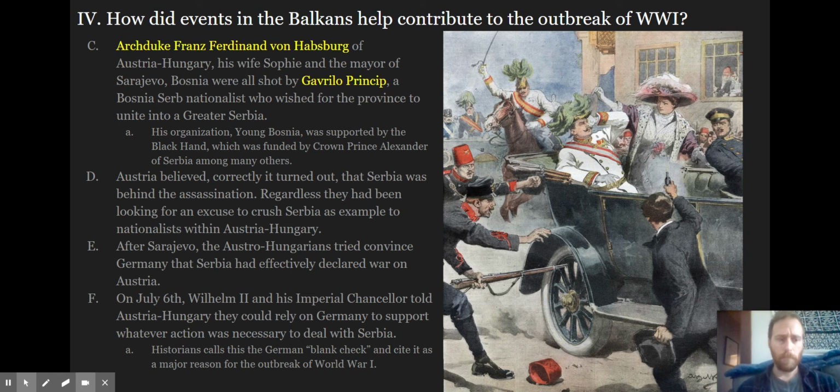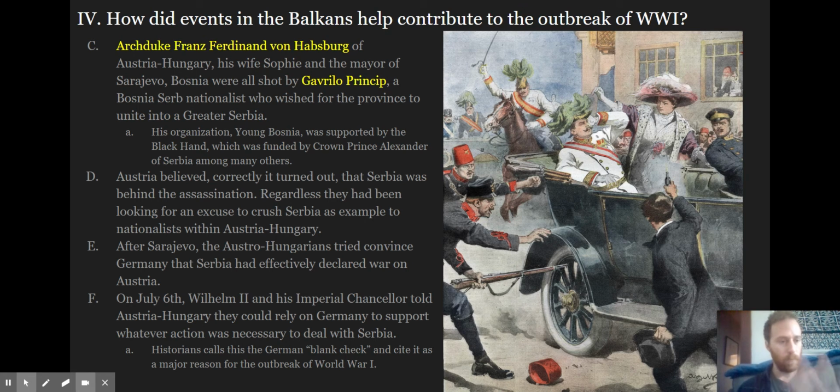Austria, correctly, believes that Serbia is behind the assassination, and even if they weren't, they didn't care. They were looking for an excuse to crush Serbia. Austro-Hungarians tried to convince Germany that Serbia had effectively declared war on Austria, but that was no guarantee until they heard back from Germany. So the German Kaiser sends a letter on July 6th.